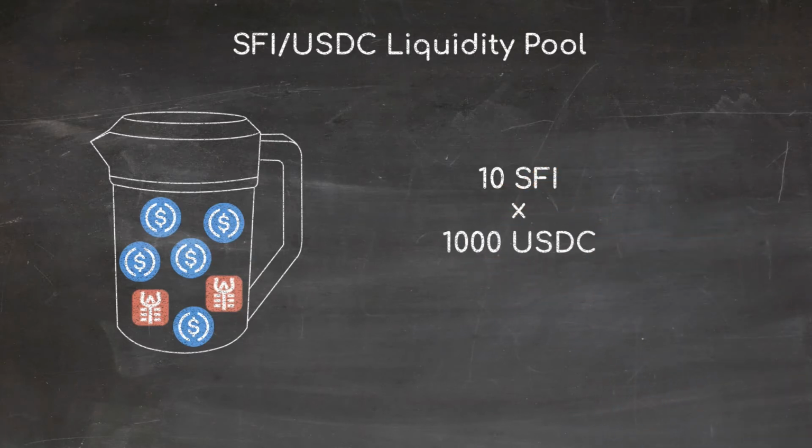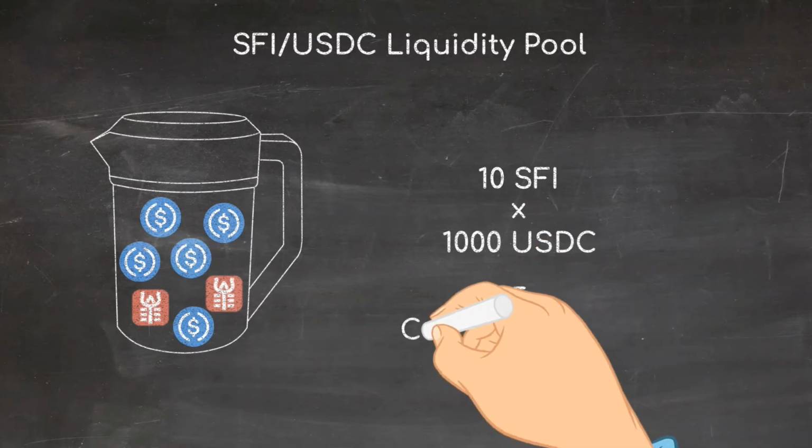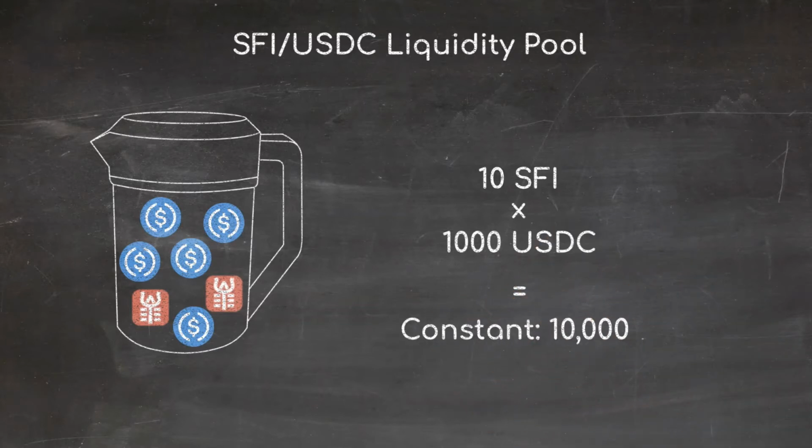Most liquidity pools use an AMM, an automated market maker, that necessitates that the multiplied product of each coin supply has to remain constant. The value is easy to find in this case, as we'll just be multiplying the total amount of SFI in the pool with the total amount of USDC in the pool, which gives us our constant, 10,000. This number is important as it establishes essentially a baseline for this pool's value.